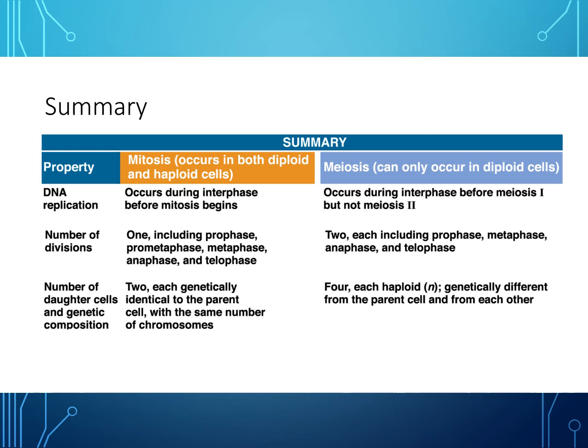Number of divisions: 1 for mitosis, including prophase, prometaphase, metaphase, anaphase, telophase. 2 for meiosis, including prophase, metaphase, anaphase, telophase. Remember meiosis 1, meiosis 2. So prophase 1, prophase 2, metaphase 1, metaphase 2, anaphase 1, anaphase 2, telophase 1, telophase 2. Number of daughter cells and genetic composition: 2 for mitosis, each genetically identical with the parent cell with the same number of chromosomes. For meiosis, 4, each haploid, genetically different from the parent cell and from each other.